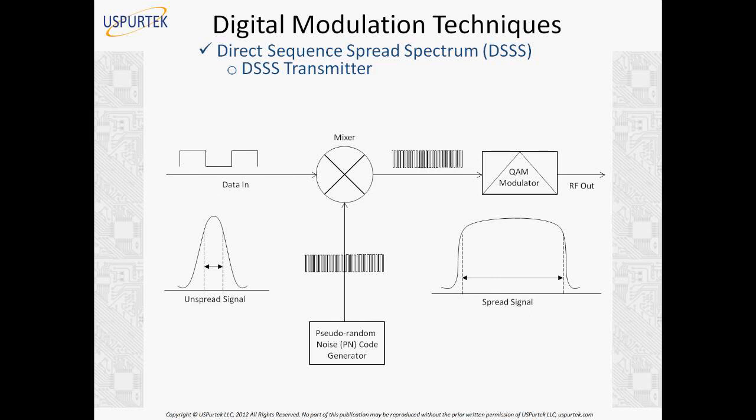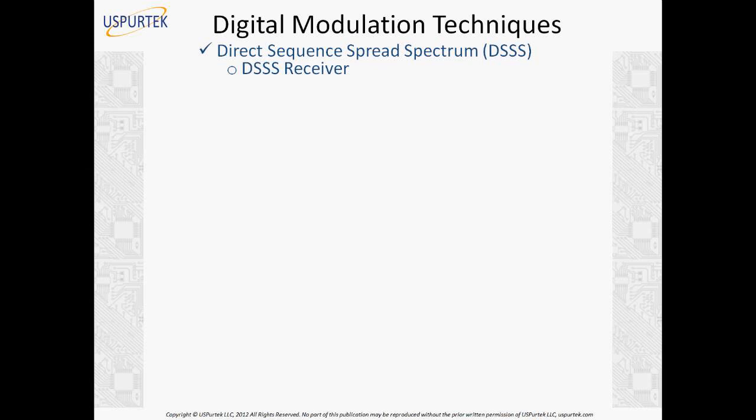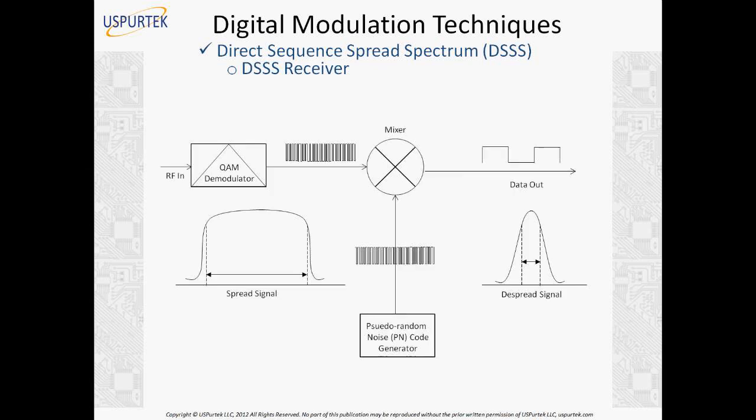So the DSSS receiver is the reverse of the transmitter. You get the modulated signal in, demodulate with the QAM demodulator, and then inside the mixer, we apply the same PN code generator, take a product of it, and that gives us data out, the baseband signal, which is the despread signal here.